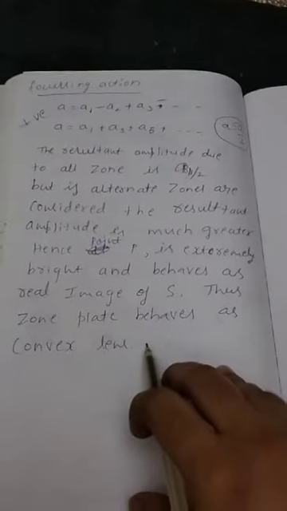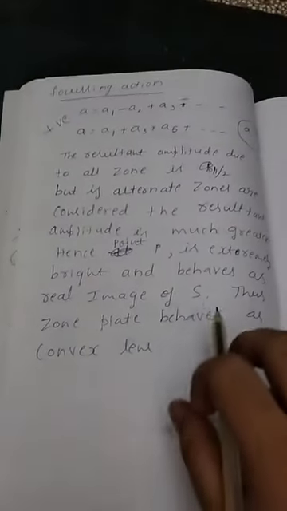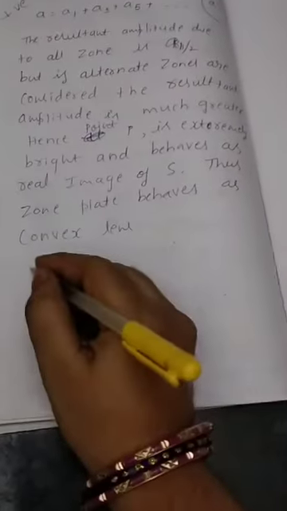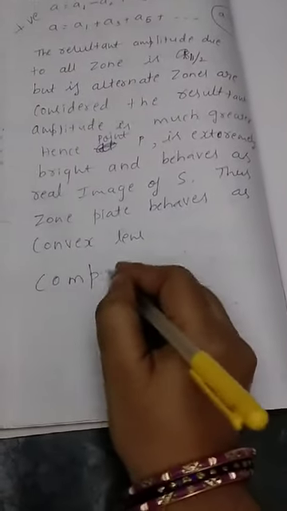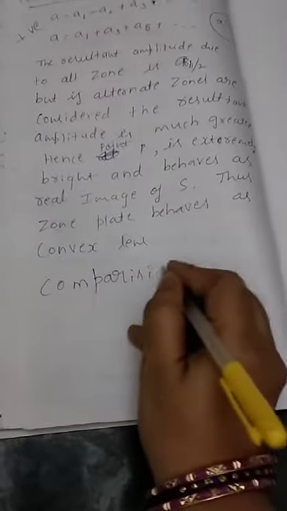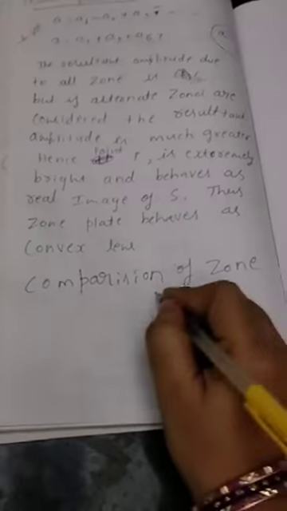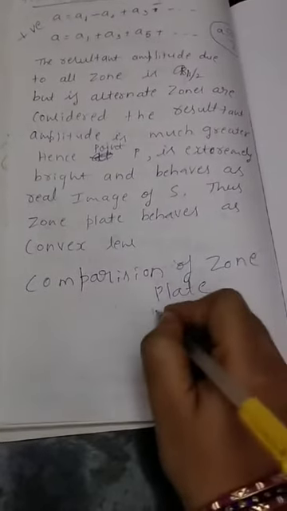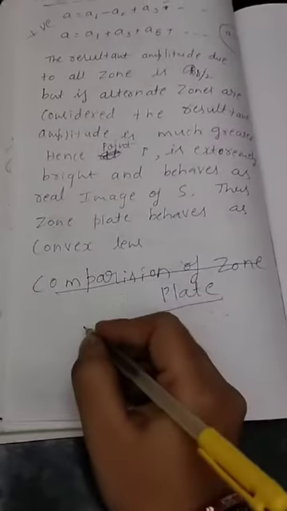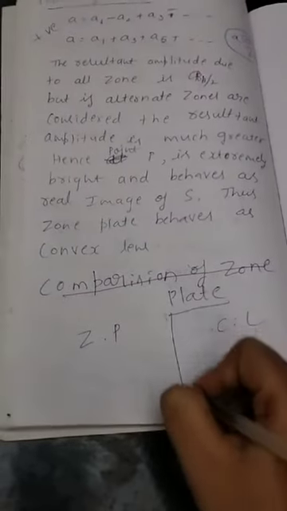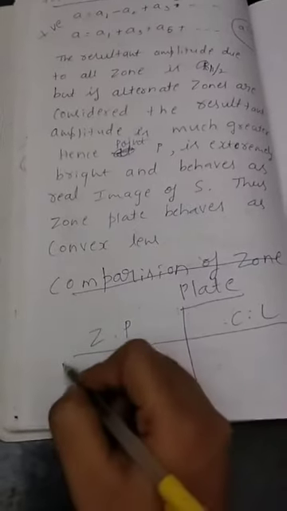So, today I am stopping at this point. This finishes the concept of zone plate, types of zone plate, construction and working. Next, one more point is there, that is differences or comparison of zone plate with convex lens. Let me make 2 columns. One is zone plate and another one is convex lens. You only can tell the differences.